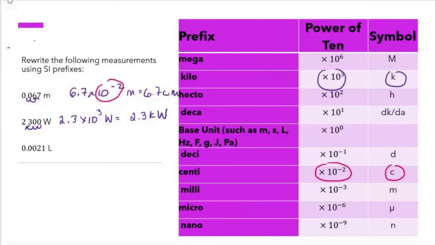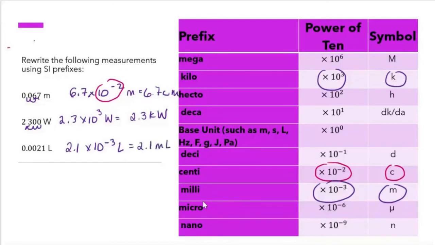And finally, 0.0021 liters in scientific notation is 2.1 times 10 to the power of negative 3 liters. And of course, 10 to the power of negative 3 has the symbol lowercase m, which stands for milli. So here we have 2.1 milliliters.